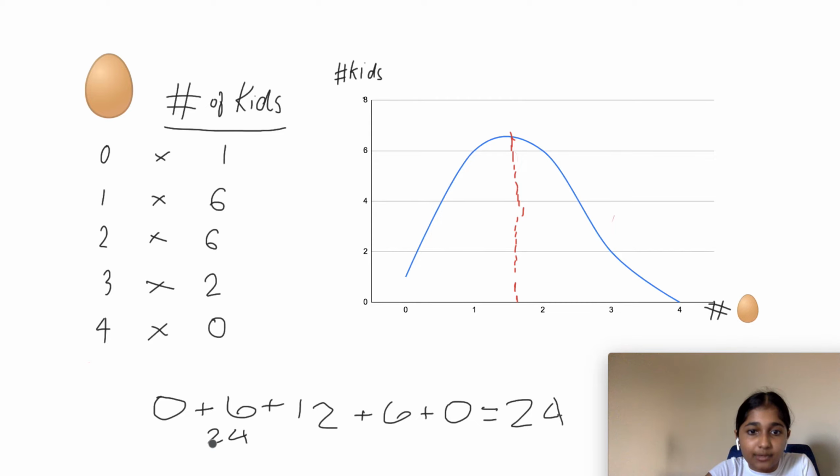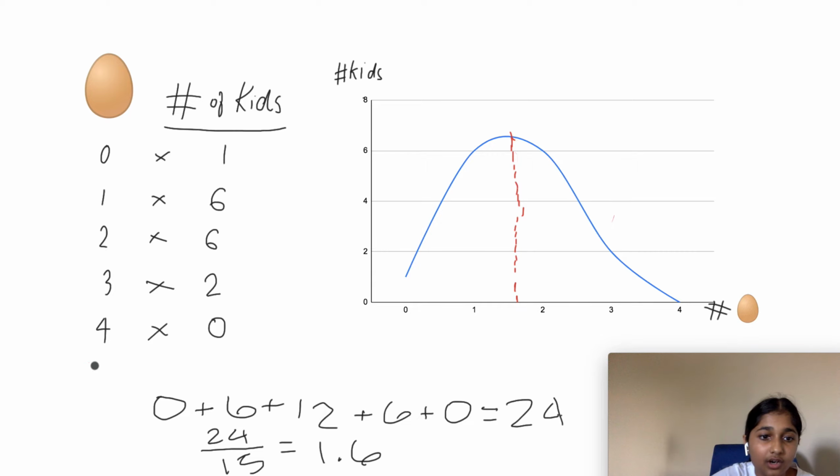Now we have to divide that by the number of numbers, but in this case, we'll just use the number of kids. Let's add all this together: 1 plus 6 plus 6 plus 2 plus 0 is 15. So we would get 1.6 as our answer. So we got 1.6 as our answer.